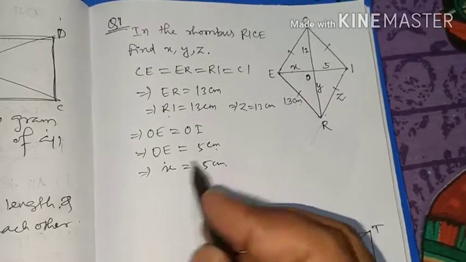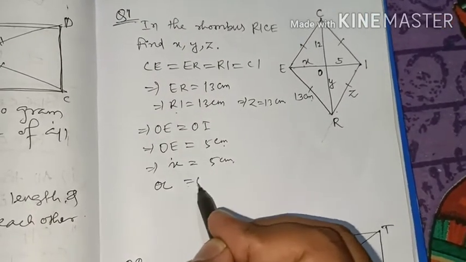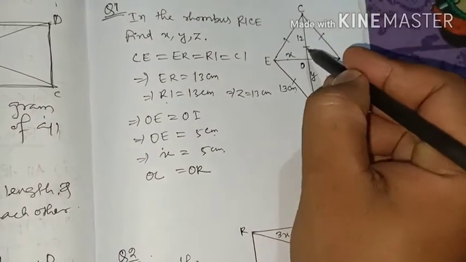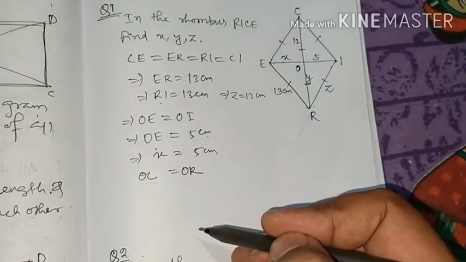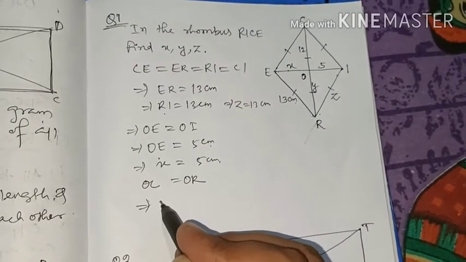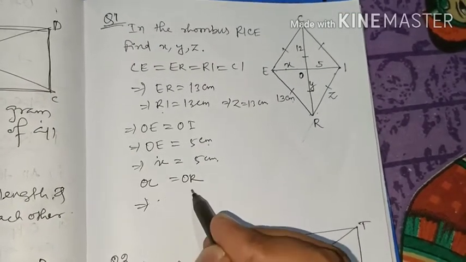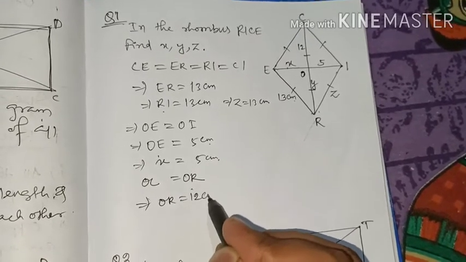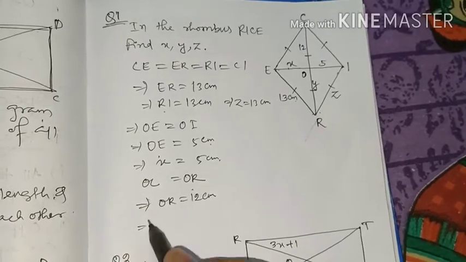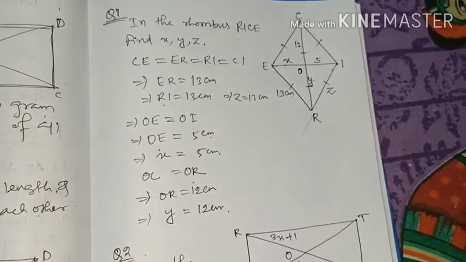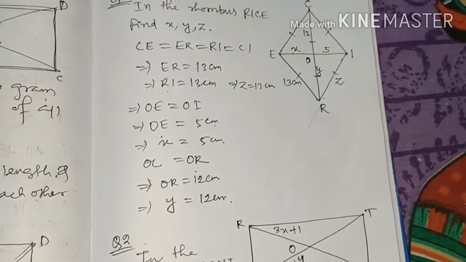Again, you know that OC is equal to OR because the diagonals bisect each other. So OC is equal to OR. Here the value of OC is 12 centimeters, so the value of OR will be 12 centimeters. And you can write OR is equal to Y is equal to 12 centimeters. Here we get the values of X, Y, and Z.